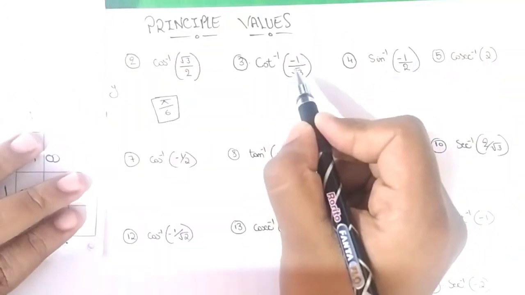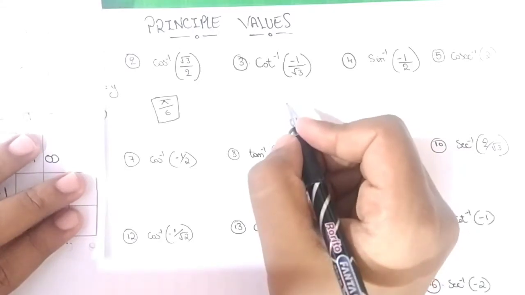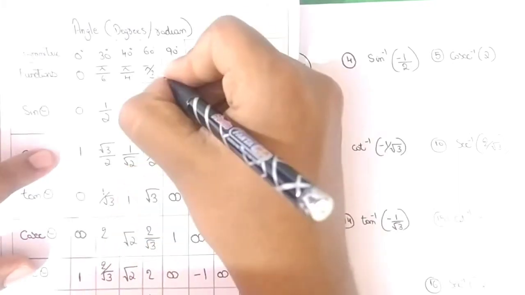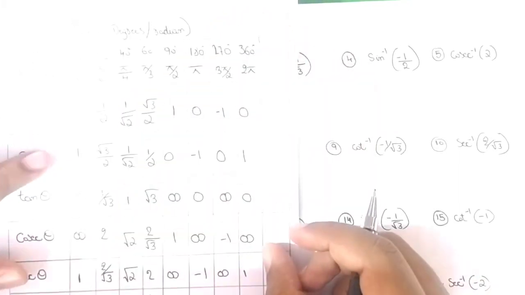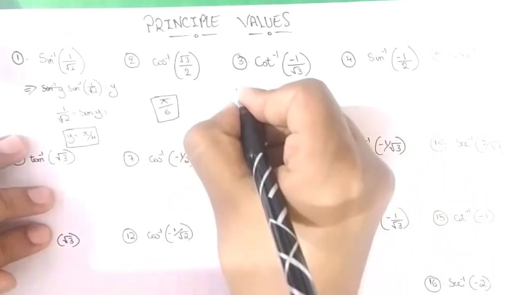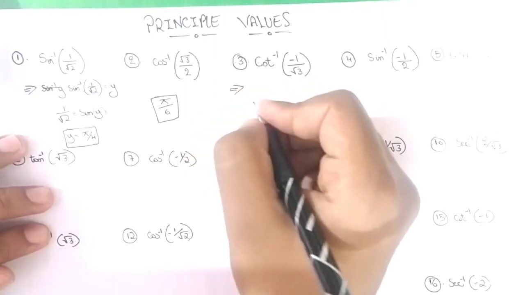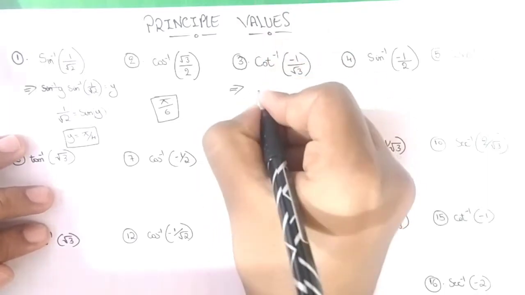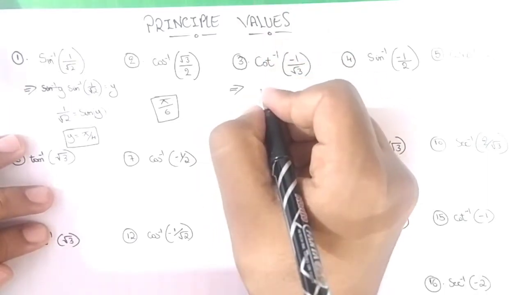Now cot inverse of minus 1 by root 3. Let's check here. We have cot inverse of 1 by root 3 that corresponds to pi by 3, that's 60 degrees. Now for cot inverse of minus 1 by root 3, you need to have one good piece of knowledge that will be covered in the second video, because in your textbook it's given in the second exercise of this particular lesson. If you have good knowledge of trigonometry, you can solve that.